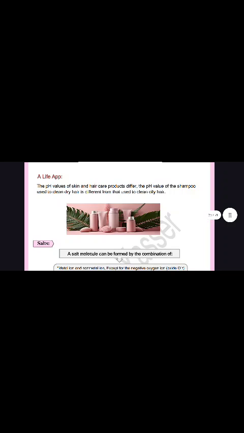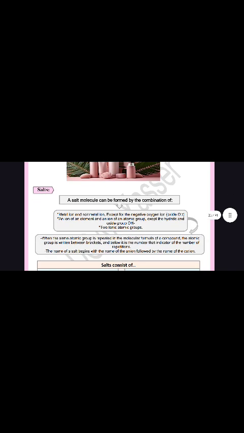Okay, let's skip forward to the next point. Here, a live application. The pH values of skin and hair care products differ, as the pH value of the shampoo used to clean dry hair is different from that used for cleaning oily hair. And all of this is according to the pH scale or pH values.